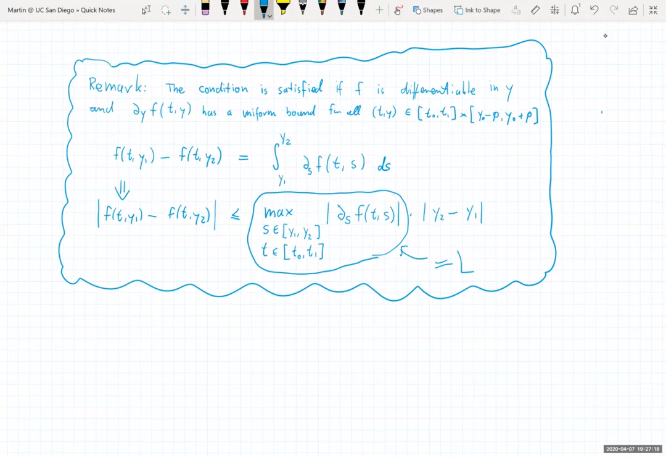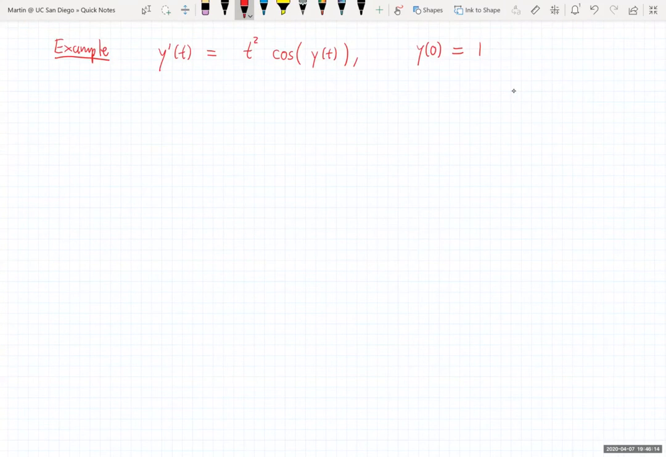So that sounds pretty good. We've got a large class of differential equations for which the Picard-Lindelöf Theorem establishes the existence of a unique solution for some time. For the sake of illustration, let's apply the Picard-Lindelöf Theorem to the following initial value problem.